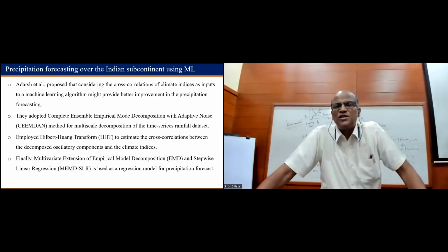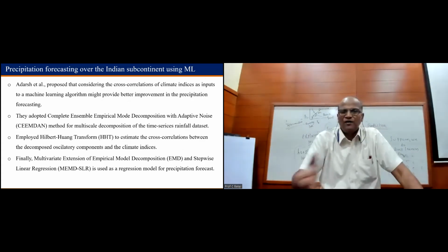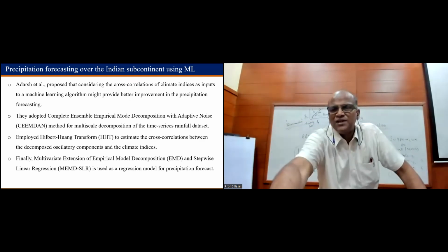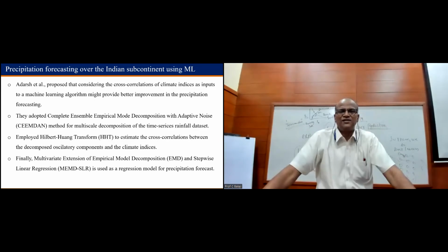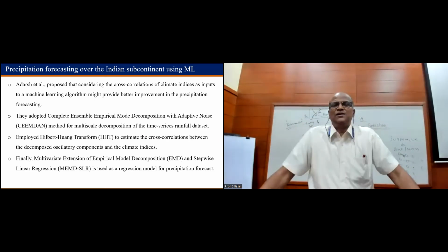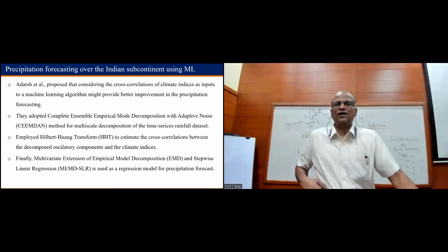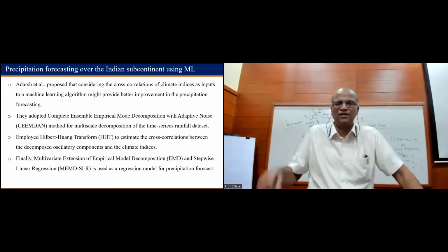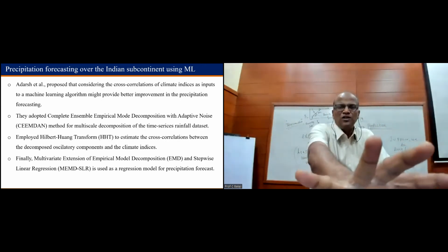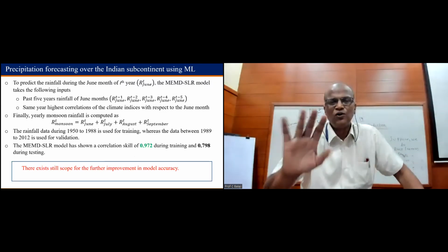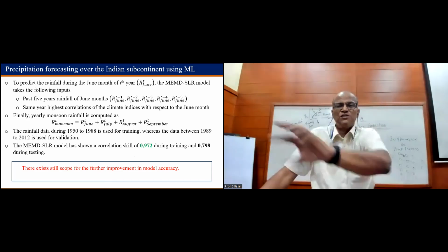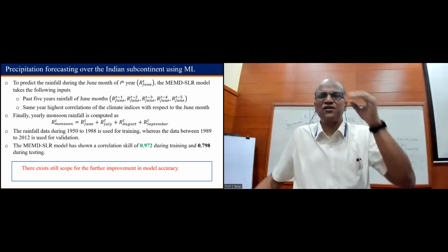They adopted what is called empirical mode decomposition, a technique for multi-scale decomposition of the time series. This is the rainfall data set, and they use some transform to estimate the cross correlation. Finally, EMD, empirical mode decomposition, and linear regression were used for precipitation forecast. You can go into this paper and get the details. Basically, what they've done is predict the rainfall during June. This model was used on the past 5 years of rainfall of June.